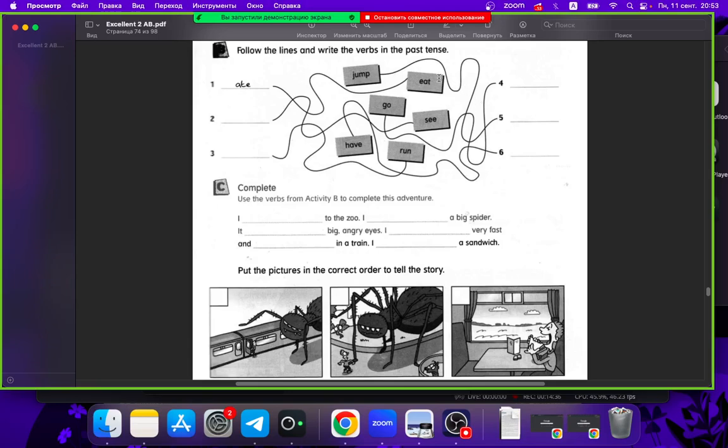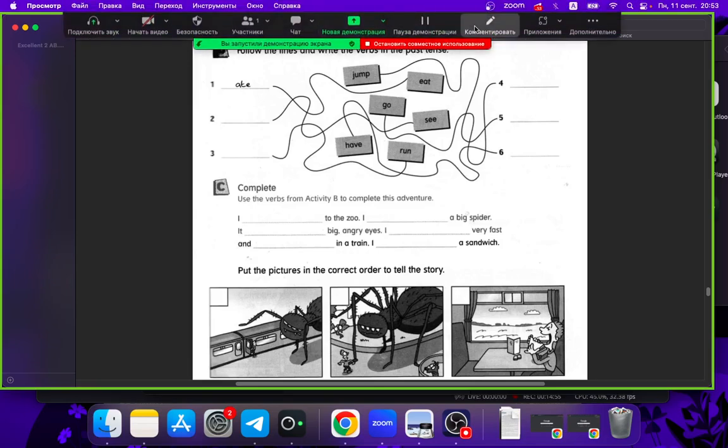Can you jump like a horse? Can you jump like a frog? I'm so sorry, I'm tired. Can you see it's so late? What do you like to eat for breakfast? Where do you go in the morning? What do you see when you wake up? Do you like running very fast? And what kind of things do you have when you go to school? You have to follow the lines and write the verbs in the past tense.